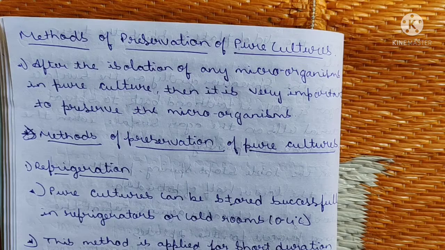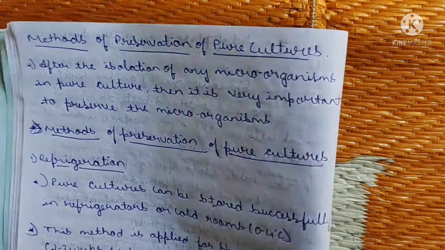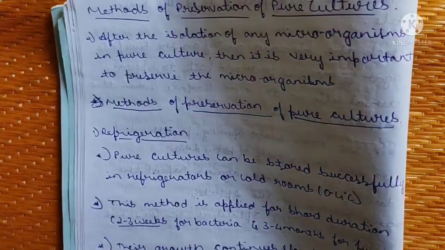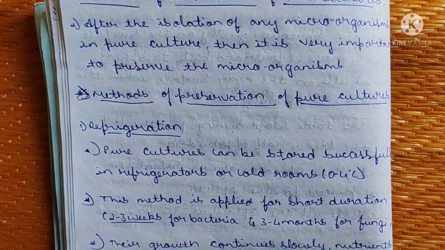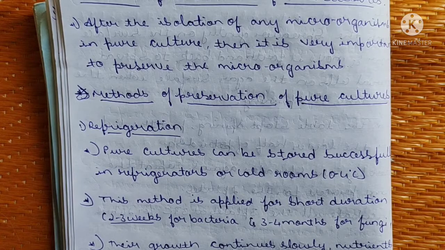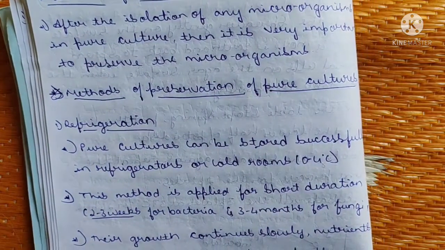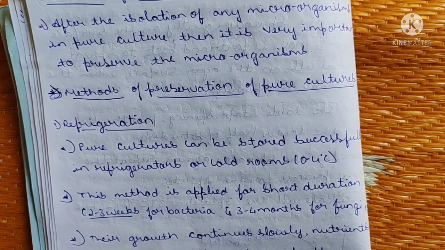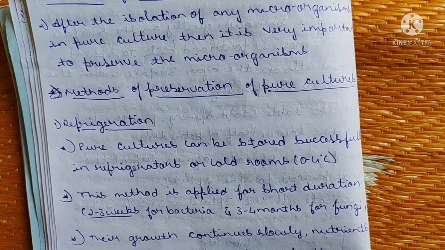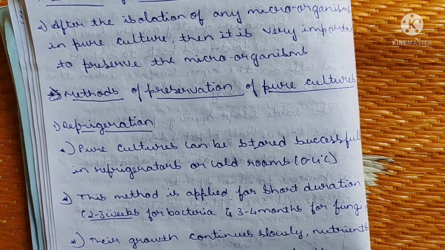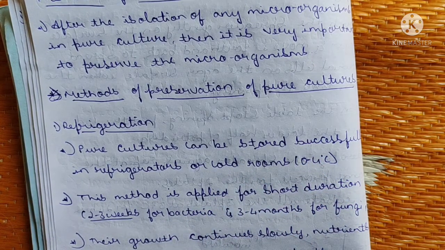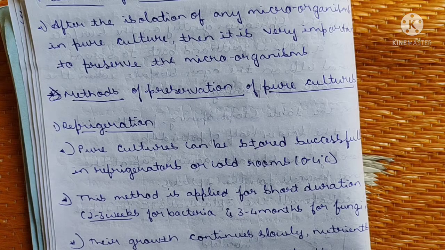Some of the preserving techniques are these. Here, one is refrigeration. It is a simple technique, and it is not commonly used for microorganisms, but it is commonly used in homes, like we use refrigerators. Pure cultures can be stored successfully in a refrigerator or cold room at 0 to 4 degrees Celsius. This method is applied for a short duration, for 1 month only: 2 to 3 weeks for bacteria, 3 to 4 months for fungi.